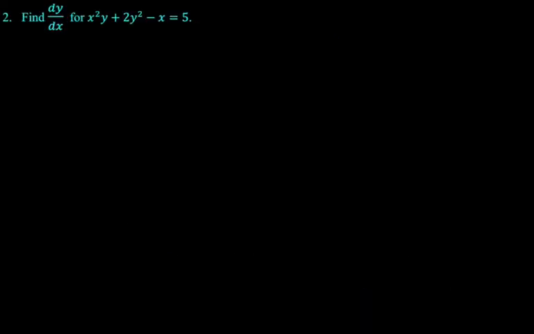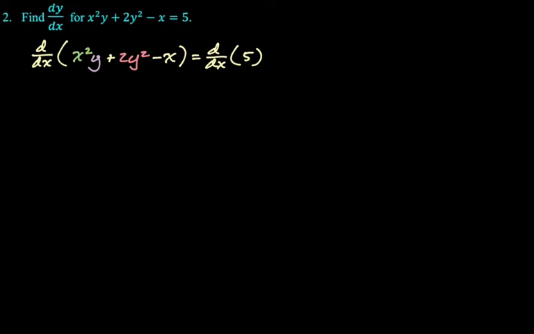All right, next question. Find dy/dx for x squared y plus 2y squared minus x equals 5. Implicit differentiation. So we want to find the derivative with respect to x of both sides of this thing. So I'm just going to write that down. d/dx of the left side equals d/dx of the right side. And now we're just going to find the derivative.